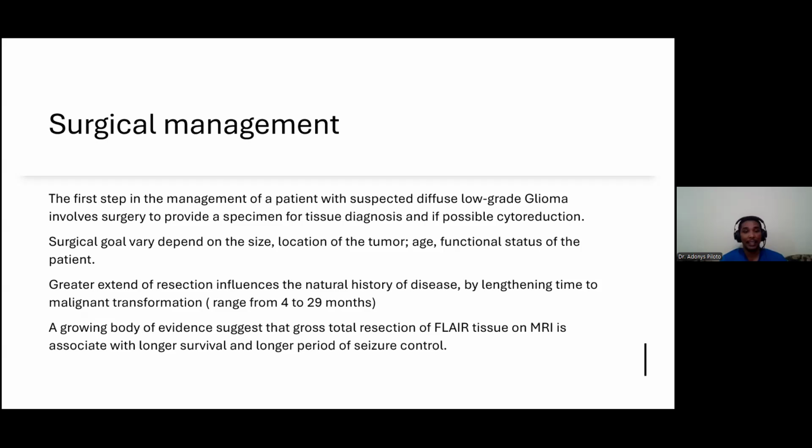The greater extent of resection influences the natural history of the disease by lengthening the time of malignant transformation, which ranges from 4 to 29 months. A growing body of evidence suggests that gross total resection of FLAIR tissue on MRI is associated with longer survival and a longer period of seizure control.